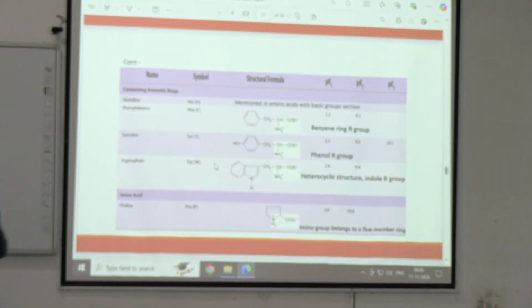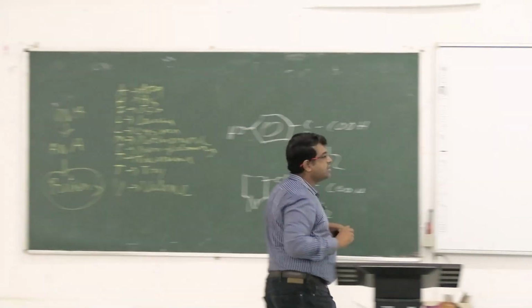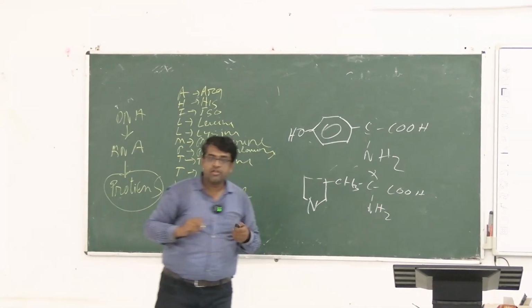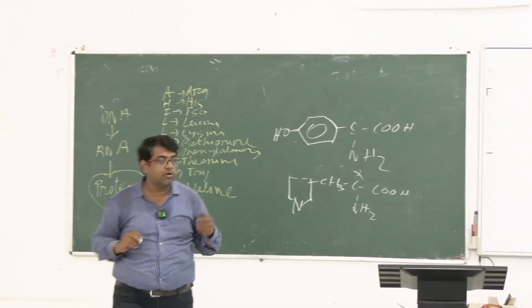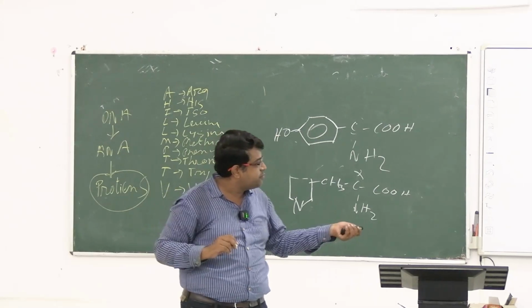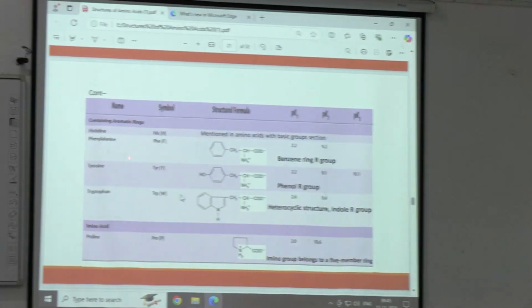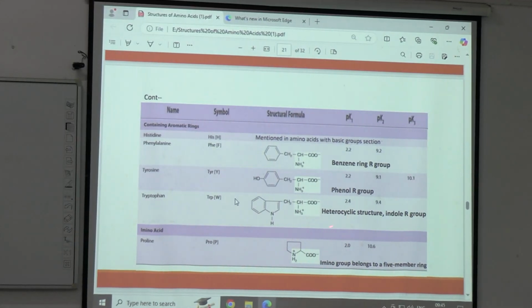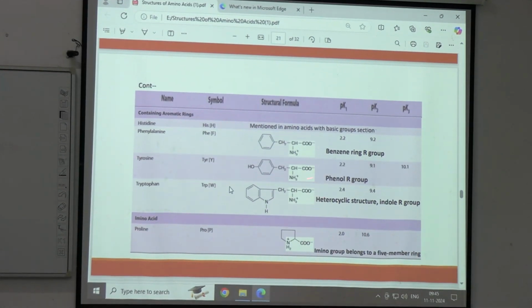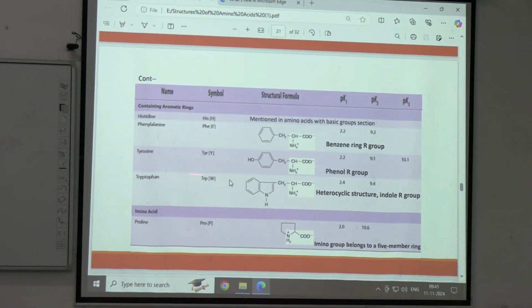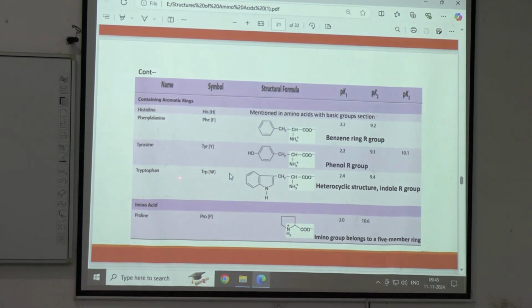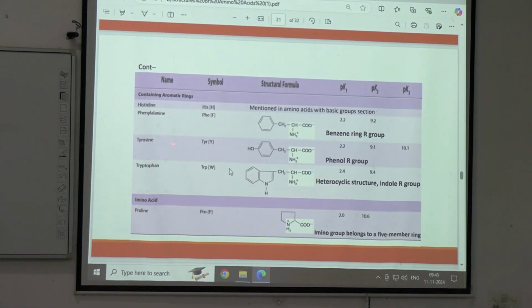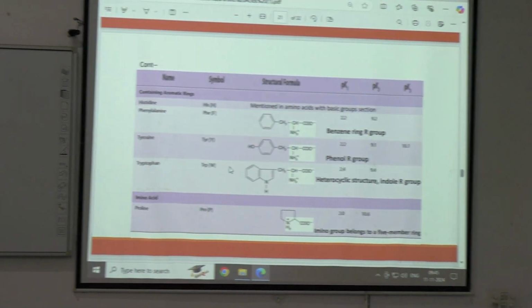Your tryptophan is a heterocyclic group. So you put a methyl benzene, it becomes phenylalanine. You put a phenol group, it becomes tyrosine. You put a heterocyclic group, it becomes tryptophan. It is so easy.